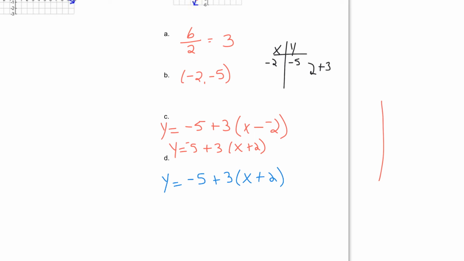And since that -5 has nothing to do with the parentheses, I'm just going to bring that down to start. So I get y equals -5. Then I'm going to take my positive 3 that I have and I'm going to multiply it by x to get 3x. Then I'm going to take that positive 3 and I'm going to multiply it by 2 to get 6. Now I can look for like terms. So I have a -5 and a positive 6 that I can add together. -5 plus 6 is 1. So I get y equals 1 plus 3x as my simplified equation.